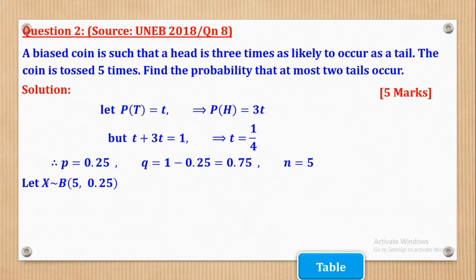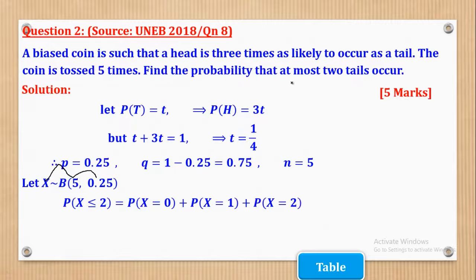Therefore we shall say that let x be the random variable which follows the binomial distribution with n equal to 5 and p equal to 0.25. That means that the probability of at most 2 tails is equal to the probability of x less than or equal to 2. Now, less than or equal to 2 is x equal to 0 plus x equal to 1 plus x equal to 2.